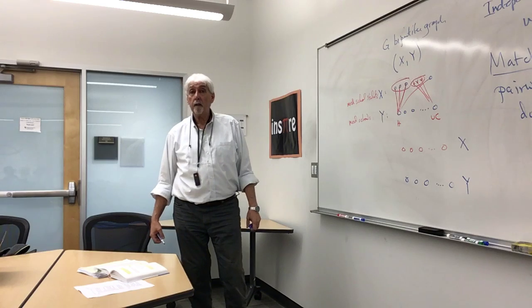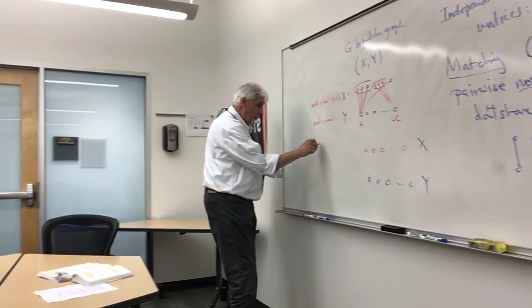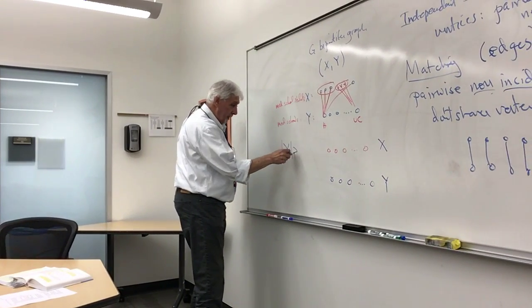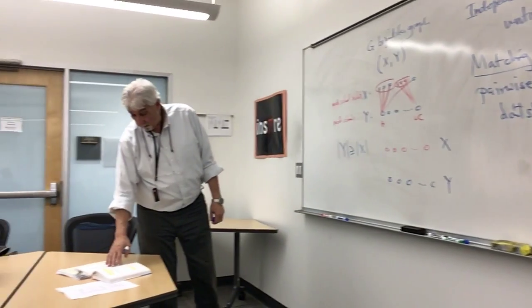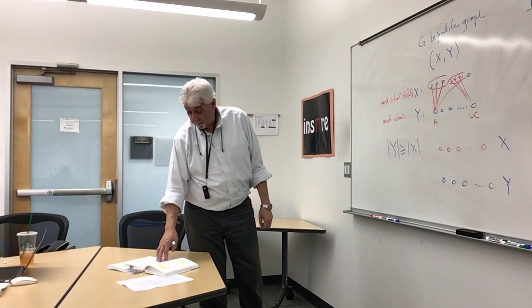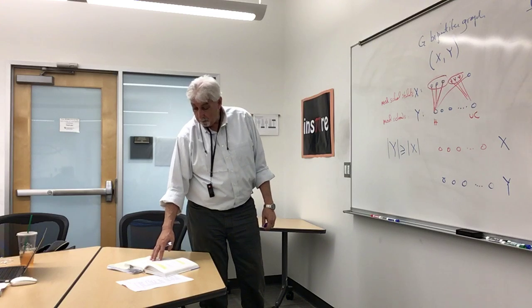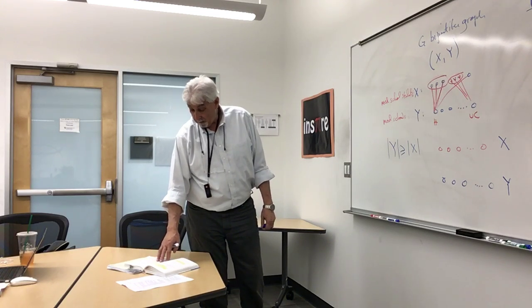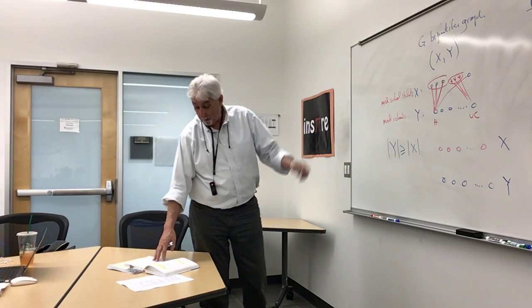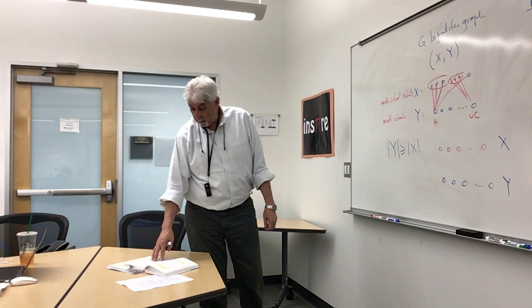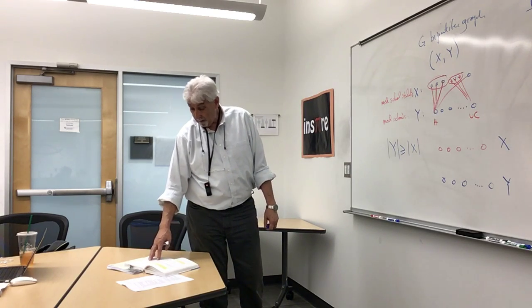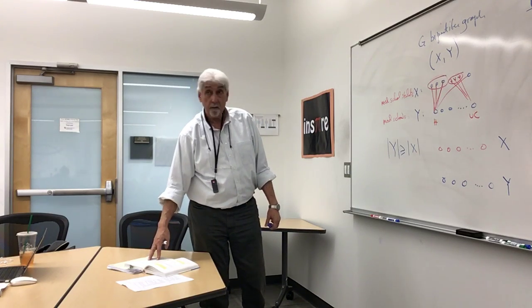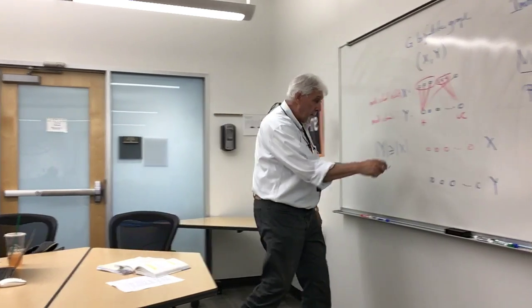Y would have to be at least as big as that. Yes, so the order of Y is greater than or equal to the order of X. So I'm looking at remark 7.2.5. If G is a bipartite graph that contains a complete matching from X to Y, then the order of X must be less than or equal to the order of Y.